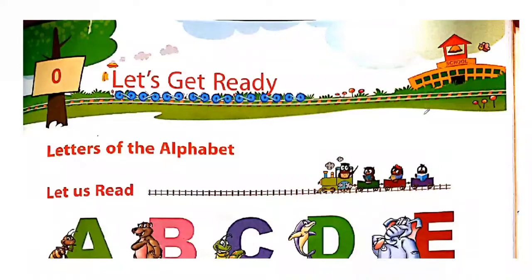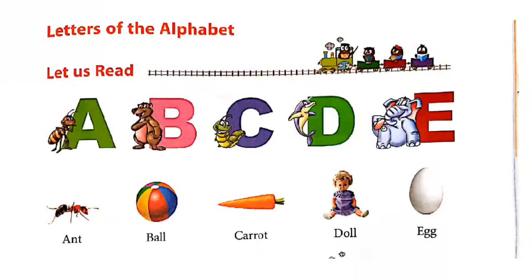Hello dear first standard students. Today we are going to discuss our first lesson, the lesson which is for revision, the 0th lesson. Let's get ready. The topic is letters of the alphabet. Let us read the letters. First, A. What is this? A. So, A for ant.